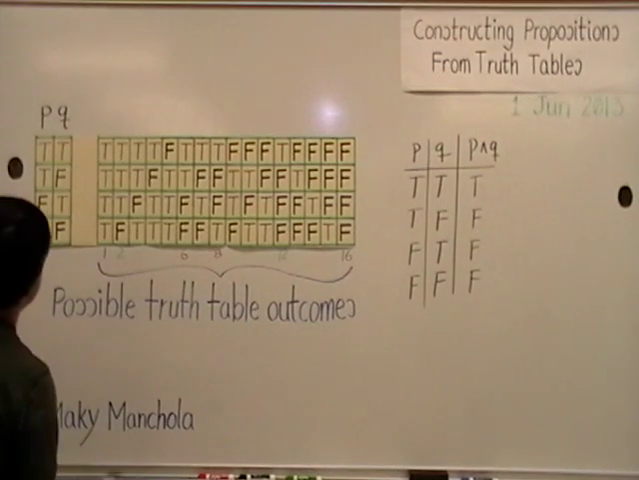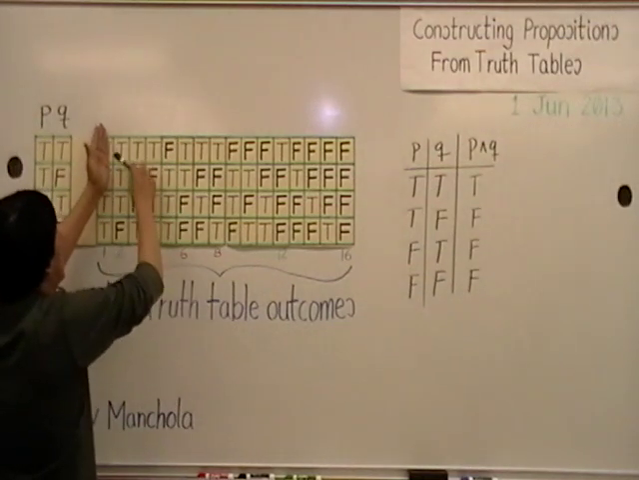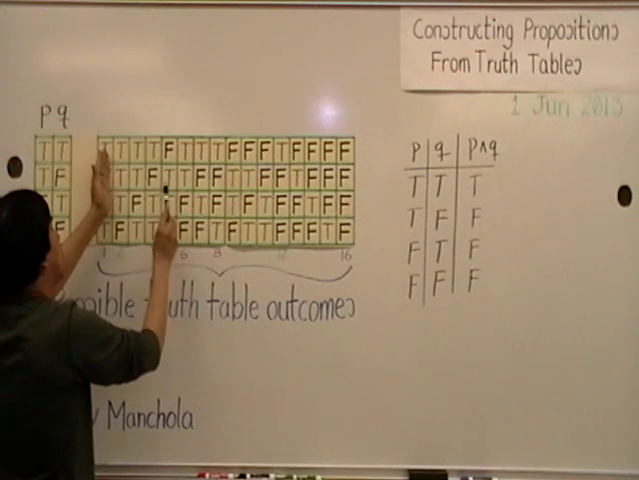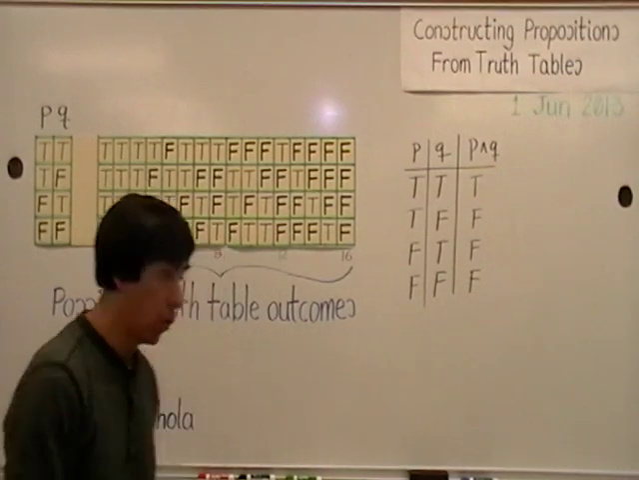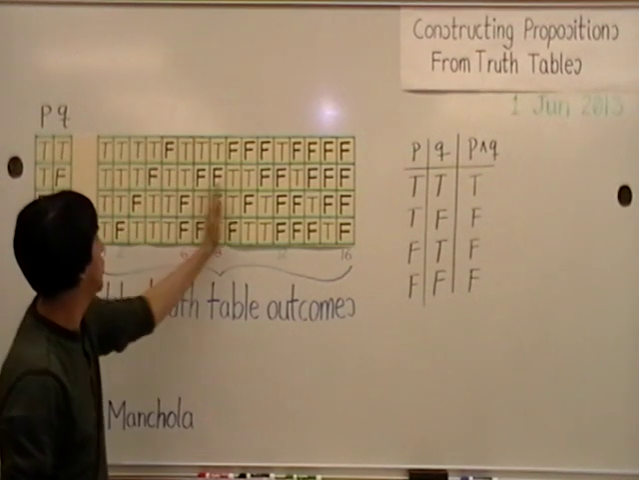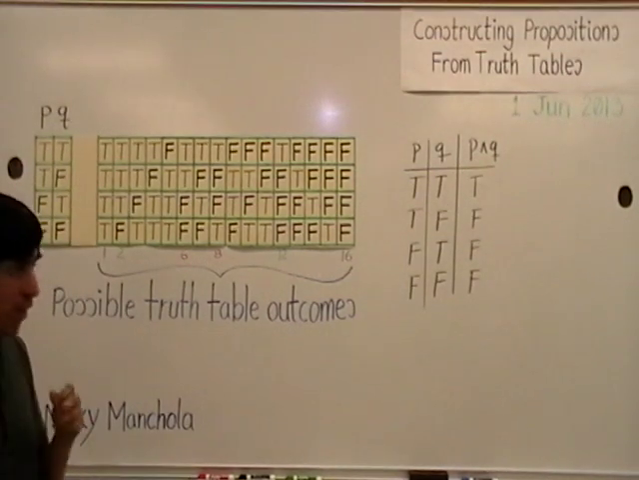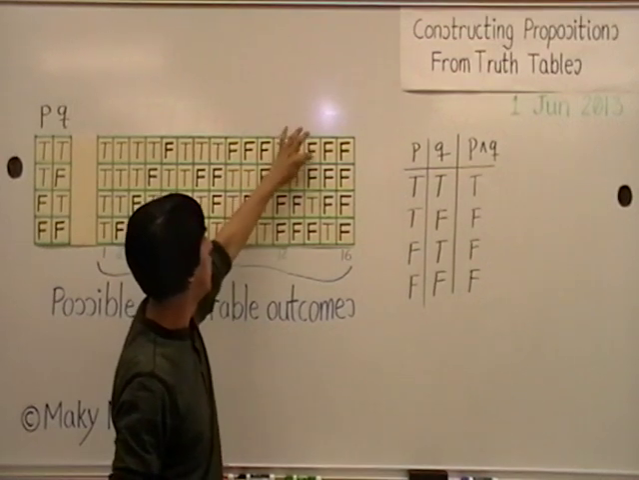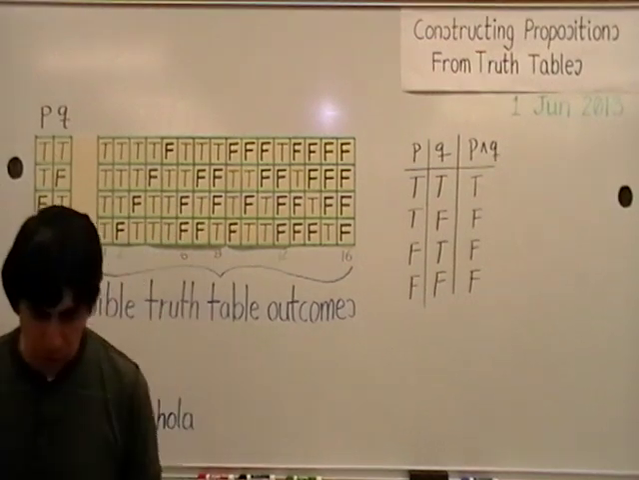Other cases, 3 are true and 1 is false. A total of 4 of those come up: true, true, true, false; true, true, false, true; true, false, true, true; false, true, true, true. Other case is 2 trues, 2 false: true, true, false, false; true, false, true, false, and so on. There are a total of 6 of them. Another case, 1 true, 3 false: true, false, false, false; false, true, false, false; false, false, true, false; false, false, false, true. So those are all our 16.